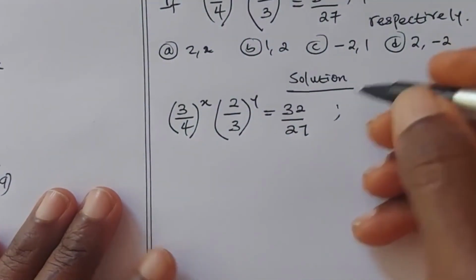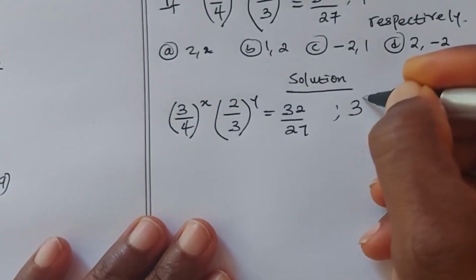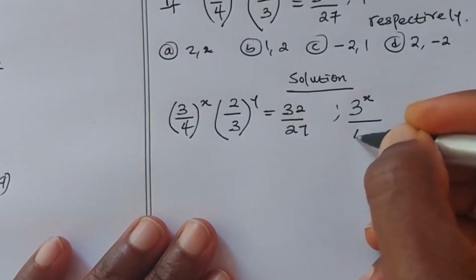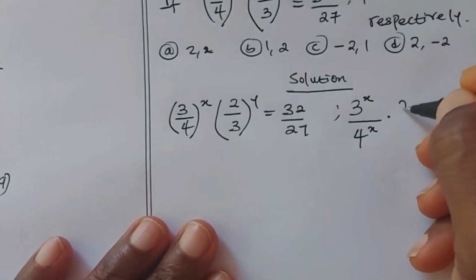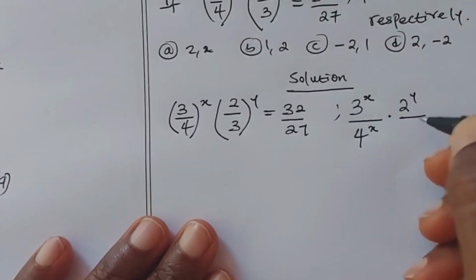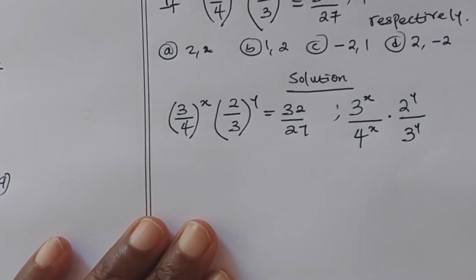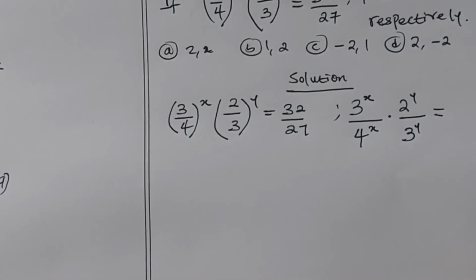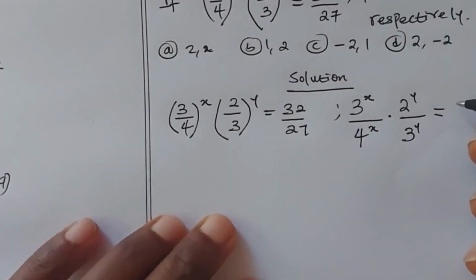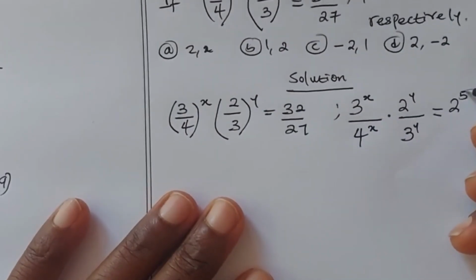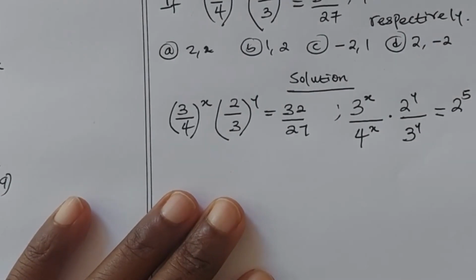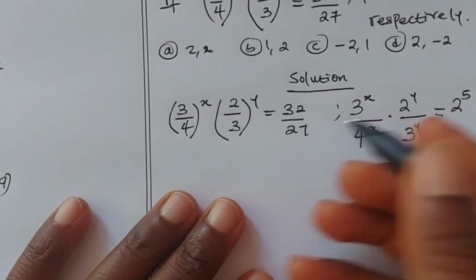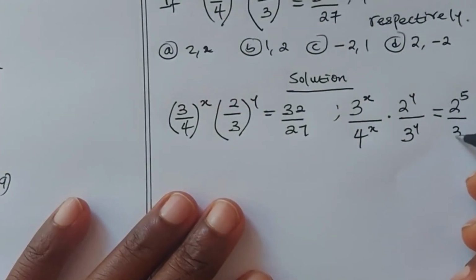So we can say that this is the same thing as 3 raised to the power of x over 4 raised to the power of x, times 2 raised to the power of y over 3 raised to the power of y. And now 32 is 2 raised to the power of 5, that is 2 times 2 times 2 times 2 times 2, 2 in 5 places, which gives you 32. And 27 here is 3 raised to the power of 3.